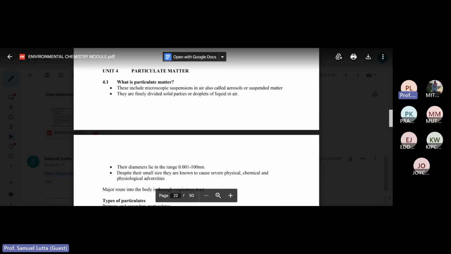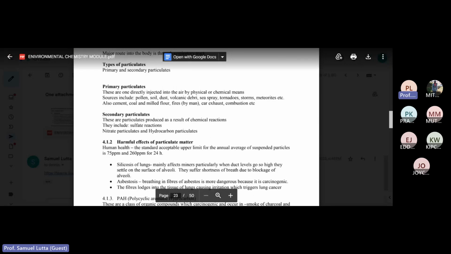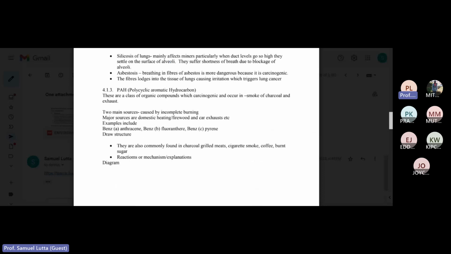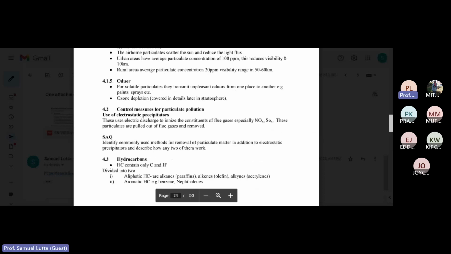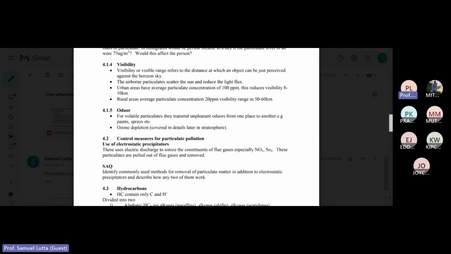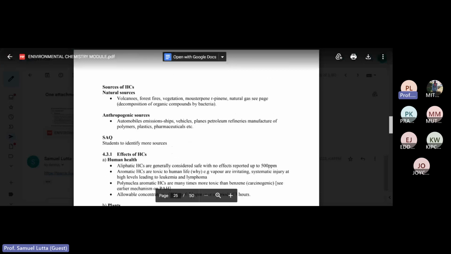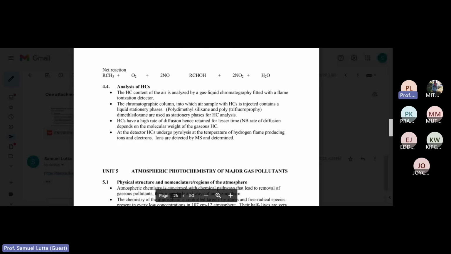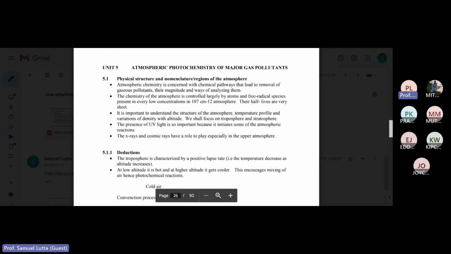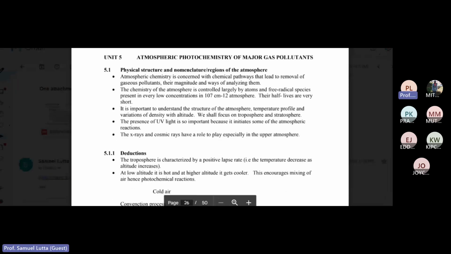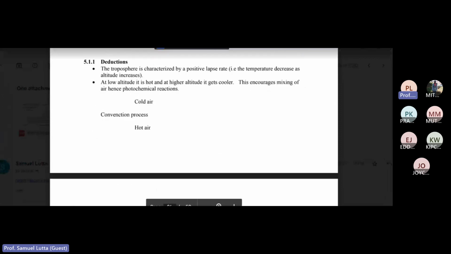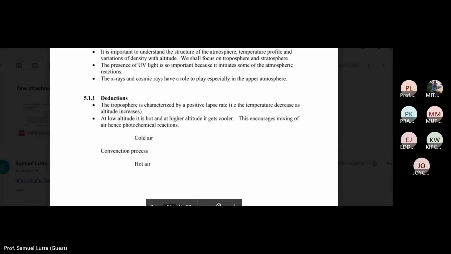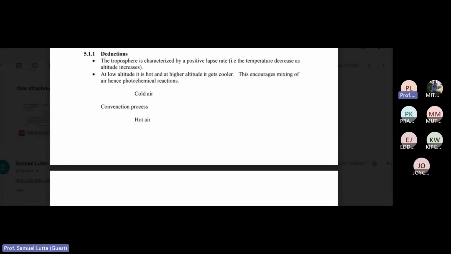Okay, so I think for the particulate matter, we talked about the particles, mostly the organic compounds. They interfere with visibility. They can also cause odor or smell. Okay, so for the hydrocarbons, and then we talked about this reaction. So when we talk about photochemical reaction, this is reactions which involve free radicals at very high temperature.